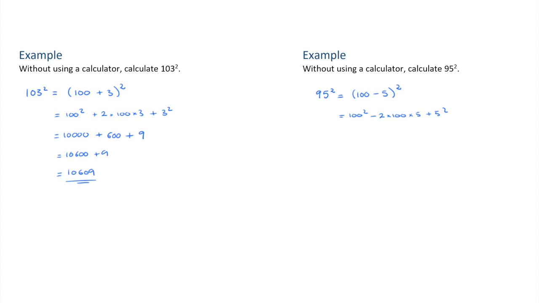Now 100 squared is 10,000, minus 2 times 100 is 200, times 5 is 1,000, plus 5 squared, which is 25. Now going from left to right, 10,000 minus 1,000, that's 9,000, plus 25. Finally, we have the answer, that's 9,025. And there we go.